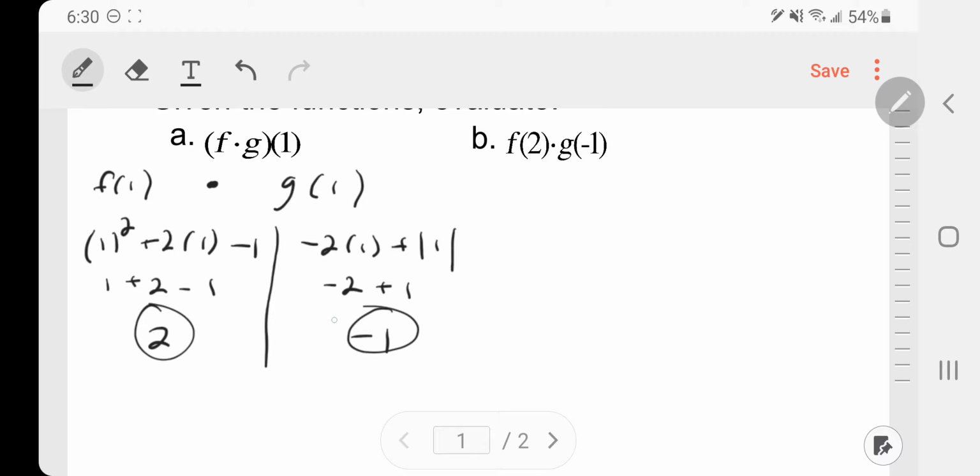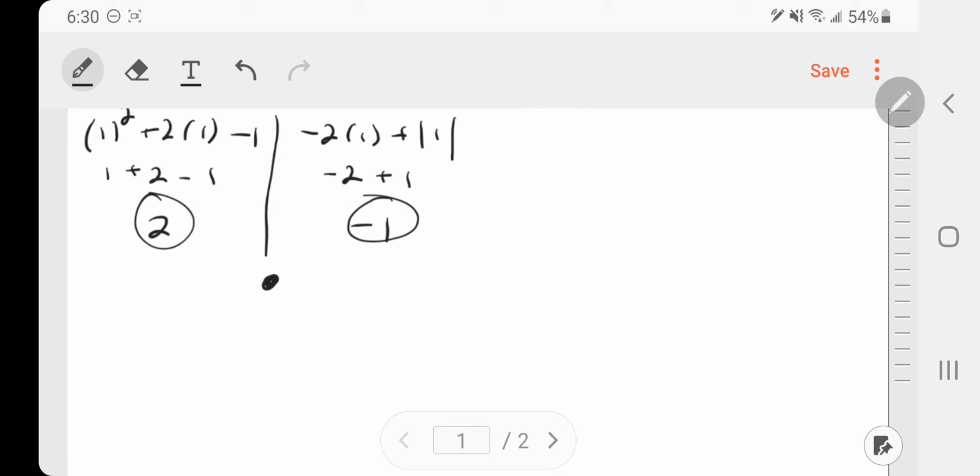Okay, so we have our two solutions. We now need to multiply them together. 2 times negative 1 is going to give me negative 2.